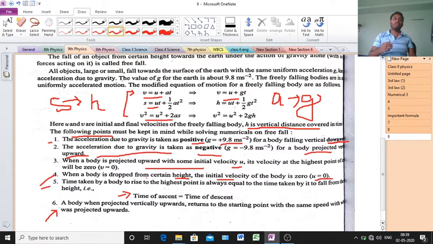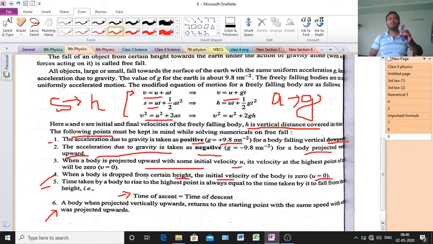Okay, third point: when a body is projected upward, with some initial velocity, clear? If we throw an object upward with some initial velocity, at the highest point, whatever the highest point is, the value of the final velocity, that means v, is 0, clear? When a body is projected upward with some initial velocity u, its velocity at the highest point will be 0. That means v equal to 0.